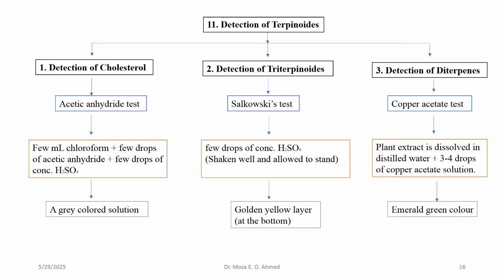Terpenoids are a class of secondary metabolites biosynthesized through the mevalonic acid or deoxyxylulose phosphate pathway. They consist of a steroidal nucleus or have terpene as a building block in their structures. For the purpose of qualitative tests, terpenoids can be divided into three classes: cholesterol, triterpenoids, and diterpenes.